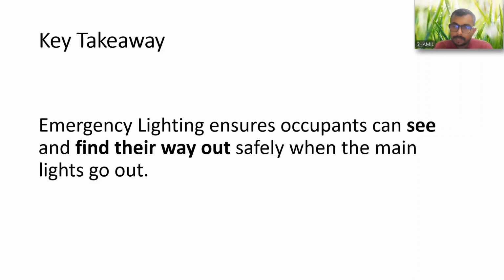So the key takeaway is that emergency lighting ensures occupants can see and find their way out safely when the main lights go out. It is basically to provide illumination and a safe escape route for the occupants. That is the main purpose of emergency and exit lighting.